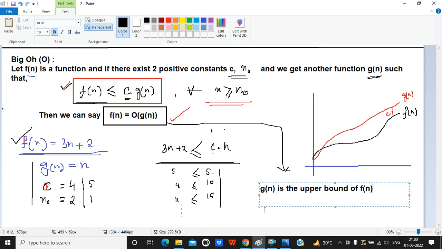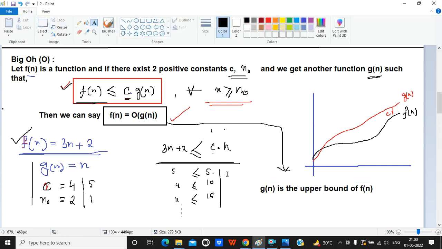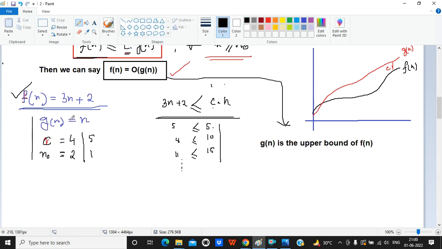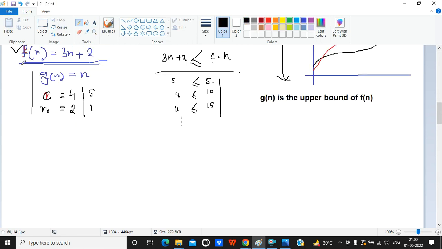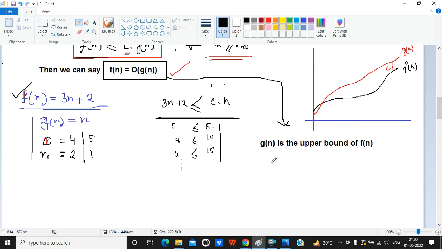Okay, then we say that g of n is the upper bound of f of n. Are you getting the things? Yes. Okay, so if our function f of n is equal to 3n plus 2, then what will be our g of n? g of n is the upper bound of f of n though.